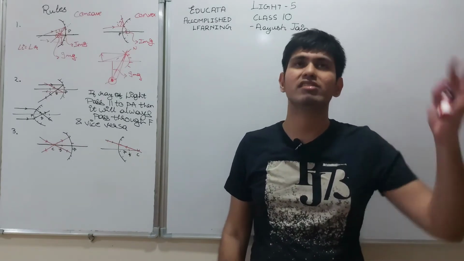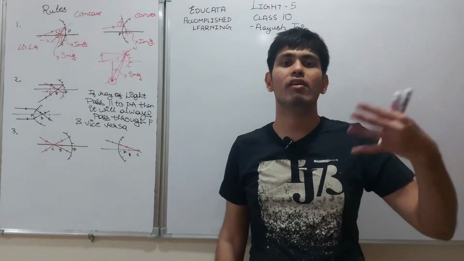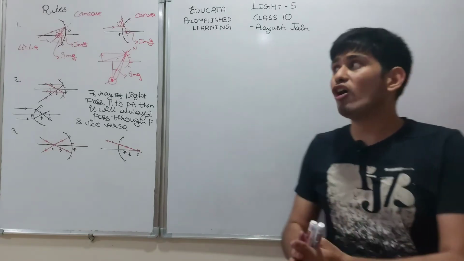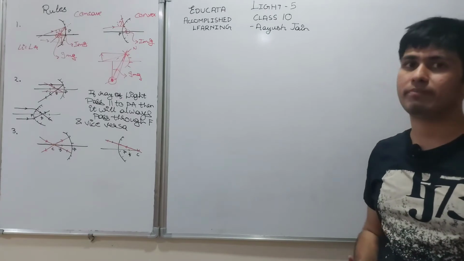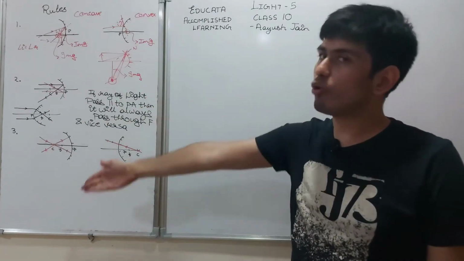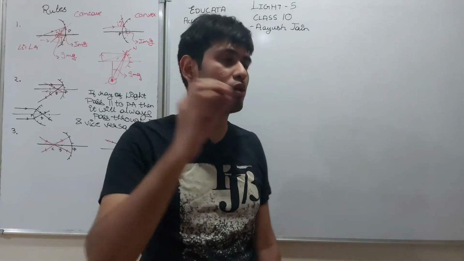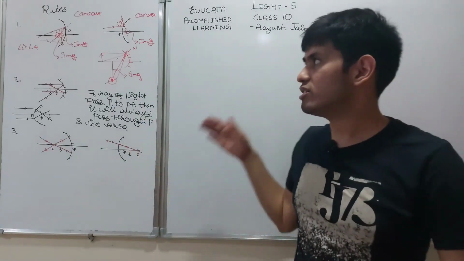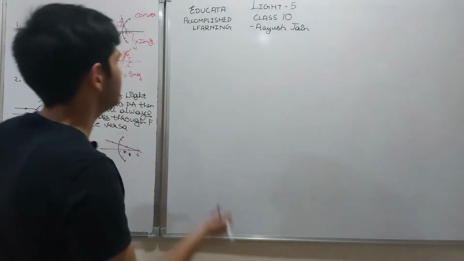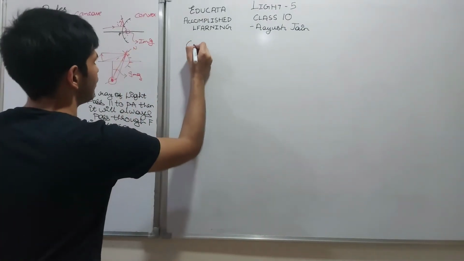Is it a real image? Is it an erect image, virtual image, magnified image, diminished image? What sort of image are we getting? And we are also going to study the properties of both the mirrors when we draw the ray diagrams. So for the first case, I am drawing for the concave mirror.